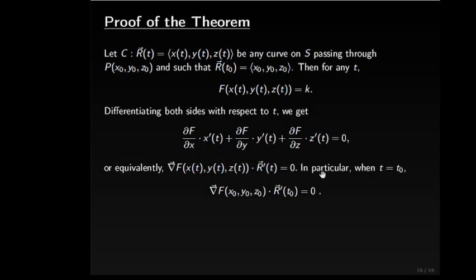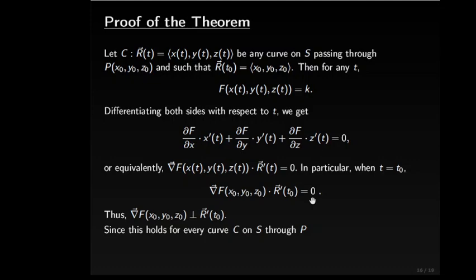In particular, this dot product holds when t equals t0. So finally, we conclude that grad f is perpendicular to r'(t0). That means the vector grad f must be normal to this arbitrary curve that passes through P, which lies on S.